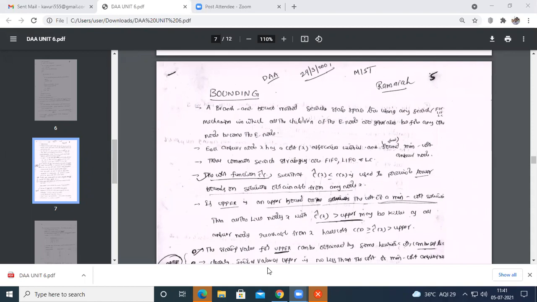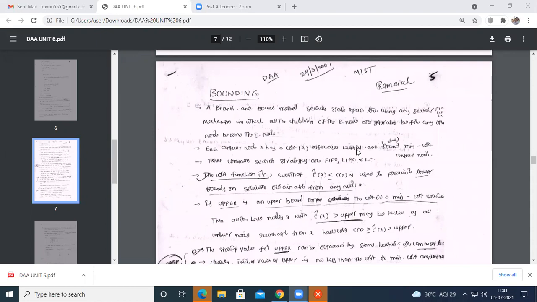The first one is LIFO. The second one is FIFO. The third one is the least cost search mechanism. In these three mechanisms, all the children of the E node are generated before any other node becomes the E node.